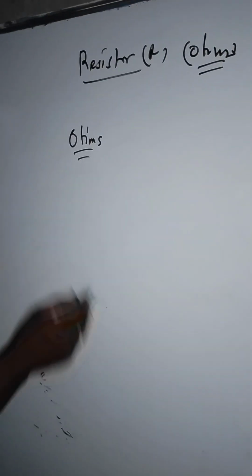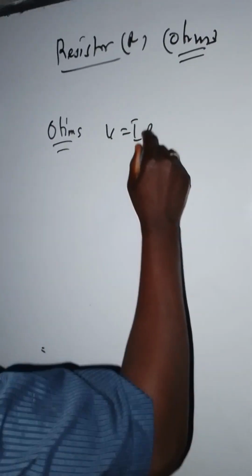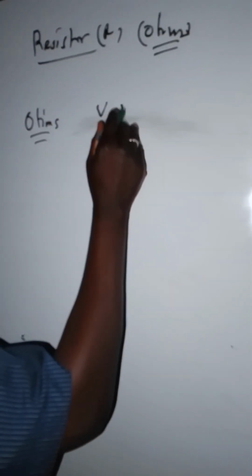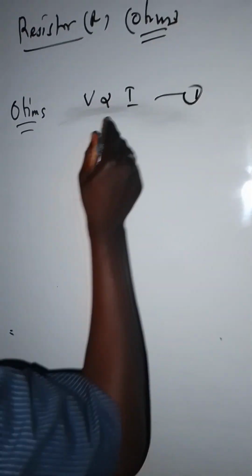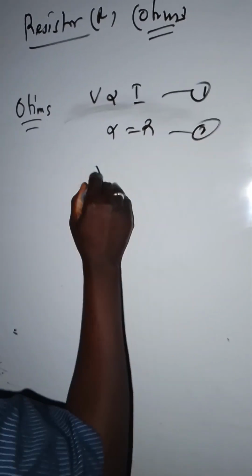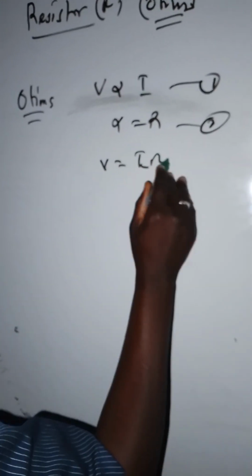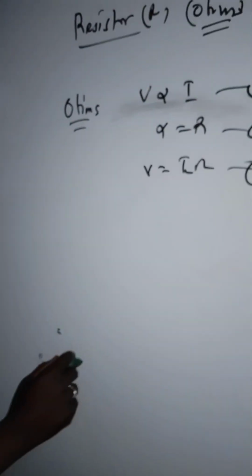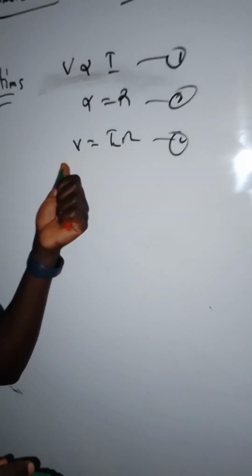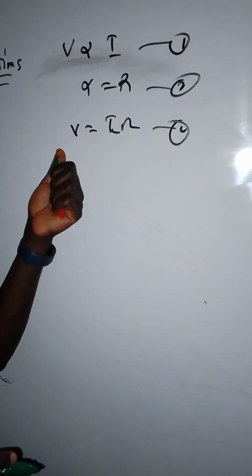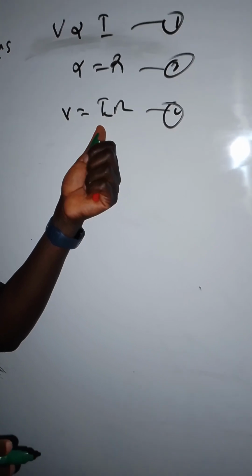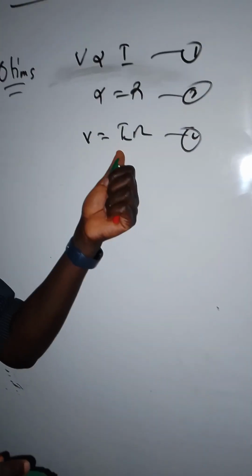What is Ohm's law? From Ohm's law, we have V equals what? IR. Or we say V is proportional to I, equation 1. Remove the proportionality and you put R, equation 2. We have V equals IR. So Ohm's law says that the potential difference in a given circuit is directly proportional to the current flowing in that circuit, provided temperature remains constant.